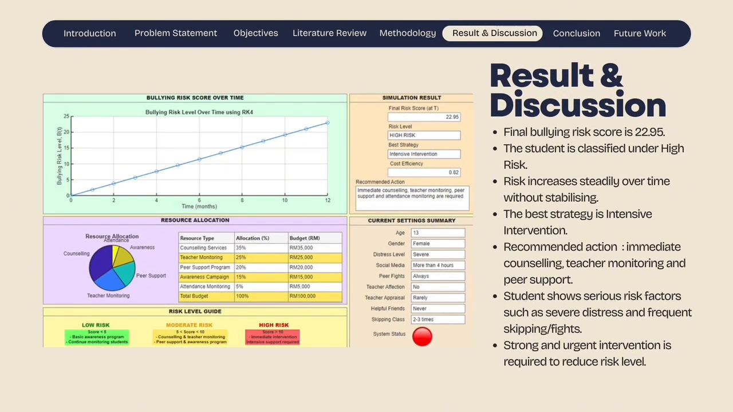Next, for the high risk scenario, the final bullying risk score is 22.95. The risk increases continuously without stabilizing. Therefore, intensive intervention is required, including immediate counseling, close teacher monitoring, and strong peer support.